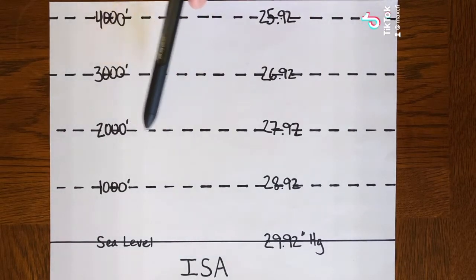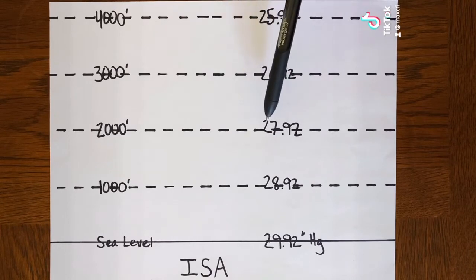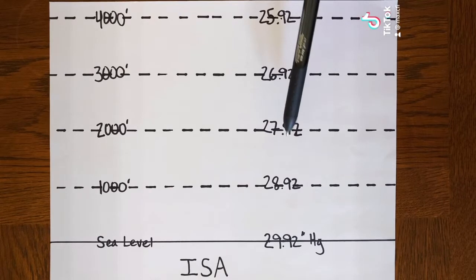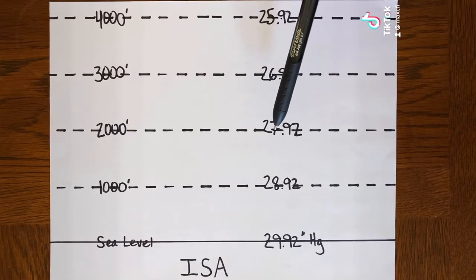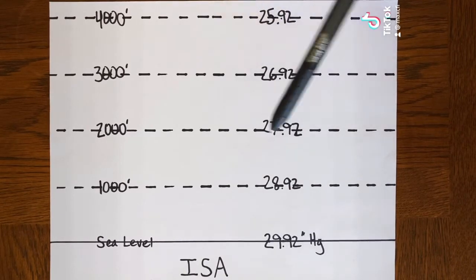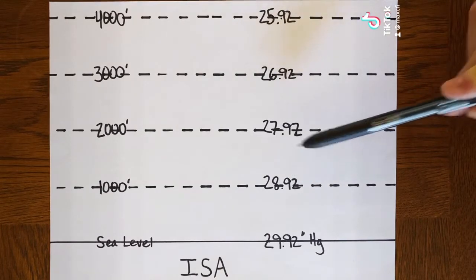So in the standard atmosphere at 2,000 feet, you've got 27.92 inches of mercury. So to find 28.12, you'd have to go down in altitude a little bit, remembering that pressures increase as you go down in altitude. So 28.12 is going to be a little bit below 2,000. It's going to be above 1,000, a little bit below 2,000.